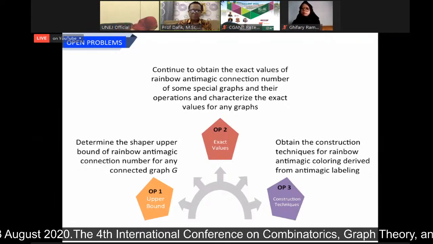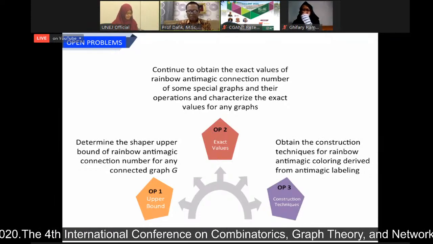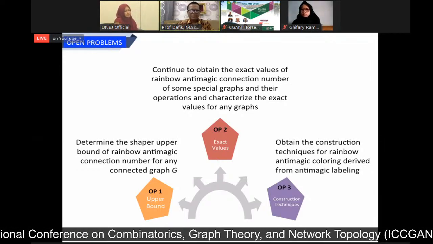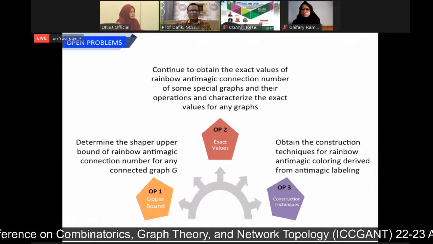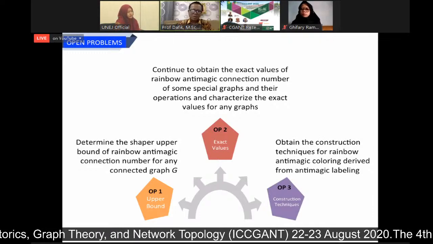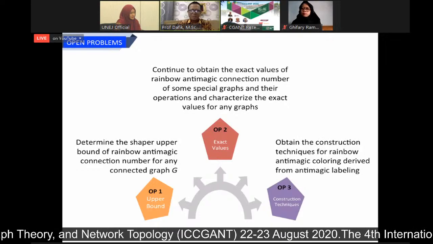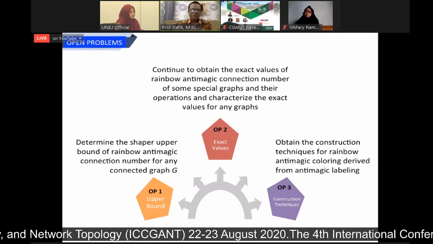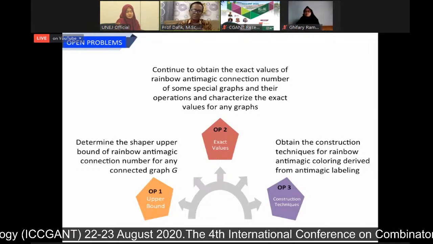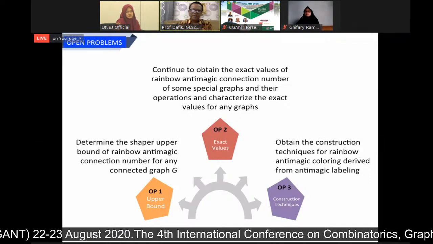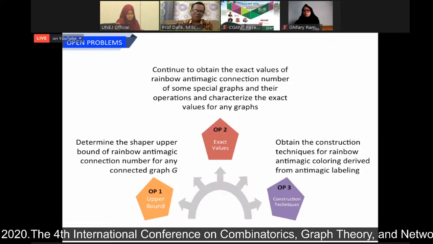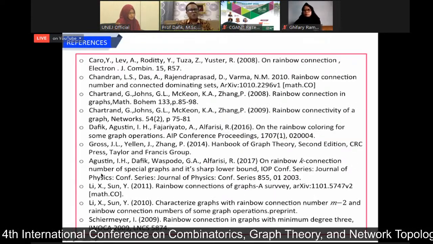And open problem 3: obtain the construction technique for rainbow anti-magic coloring derived from anti-magic labeling. I believe the construction technique is very important when we establish a certain notion of study. For example, here, for rainbow anti-magic coloring, then we can use the construction for any graph. So this one is actually a very hard and challenging study in graph theory. So that's all from me.